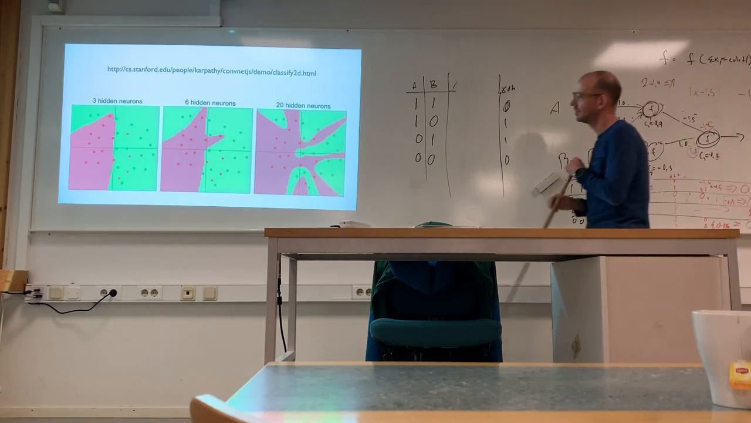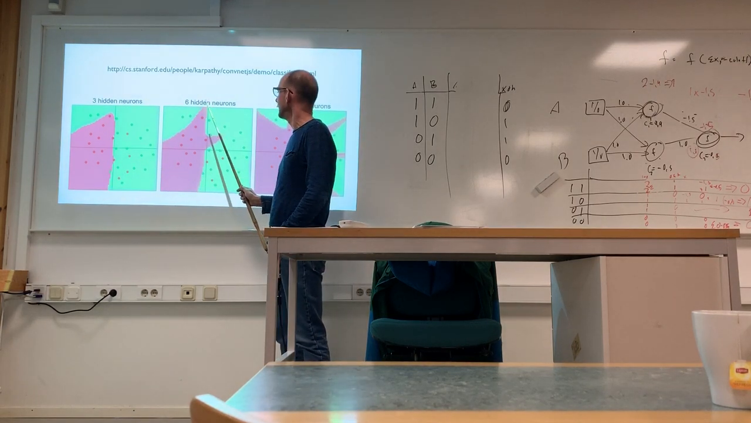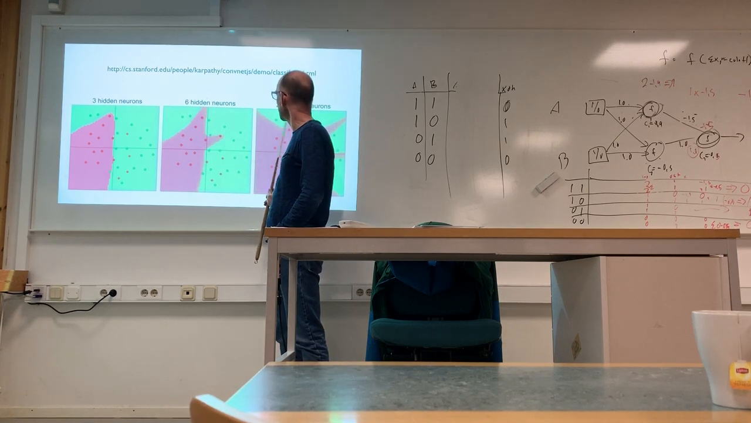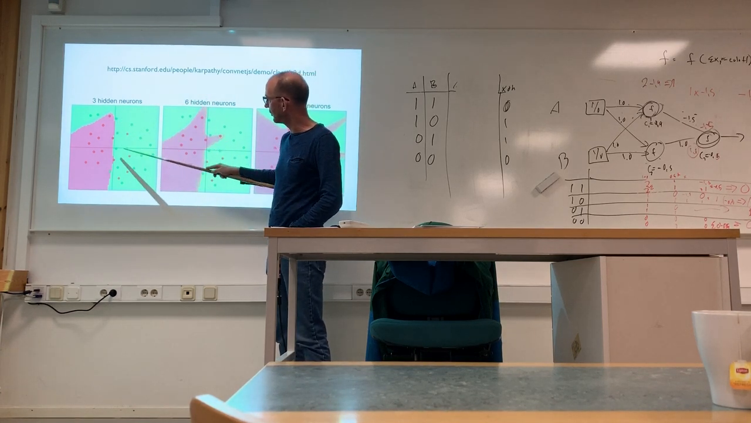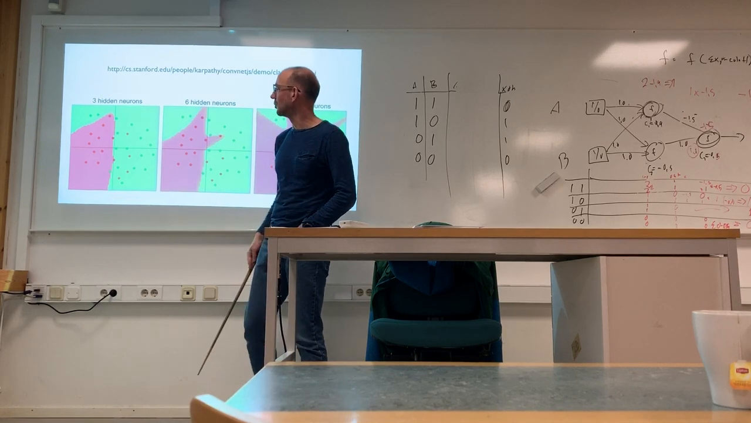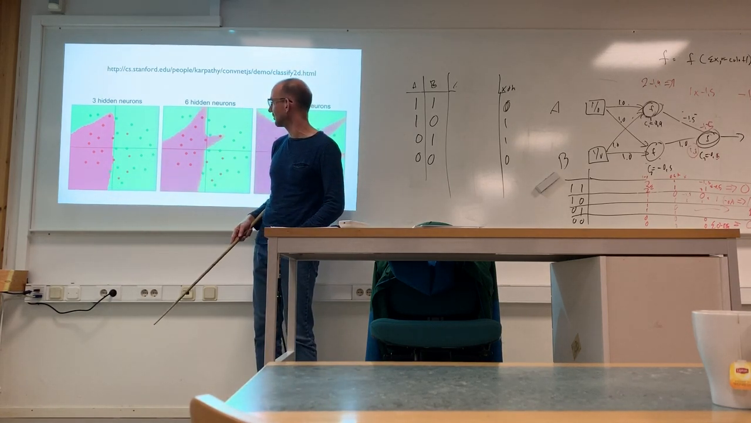And then you have a network with different numbers of hidden layers. If you have three hidden layers, you end up with something like that. You see there are one, two, three, four, and maybe two more wrongly classified green dots, and one wrongly classified red dot.